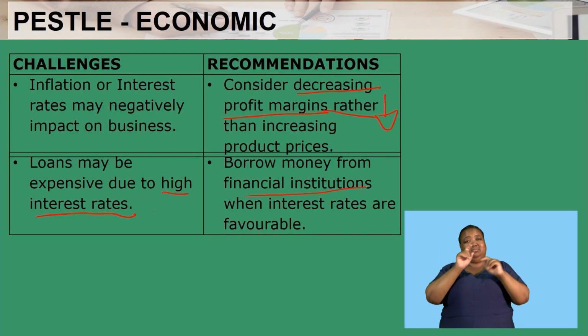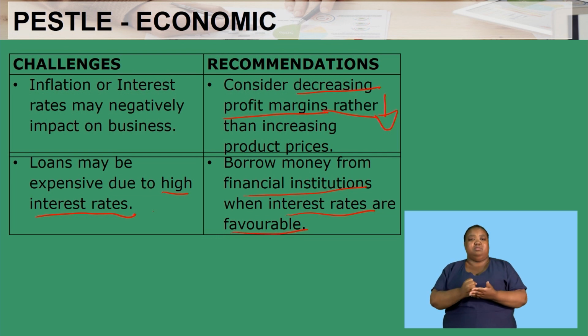So it can be expensive due to the interest rate. So what should the business do? They can borrow money from financial institutions when the interest rates are favorable. So as a business, we need to be very mindful of the economic climate, if I may put it that way. We can't just be borrowing money at any given time. So we need to check. We need to take that into consideration.